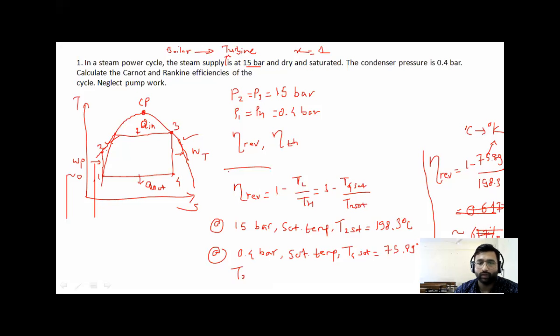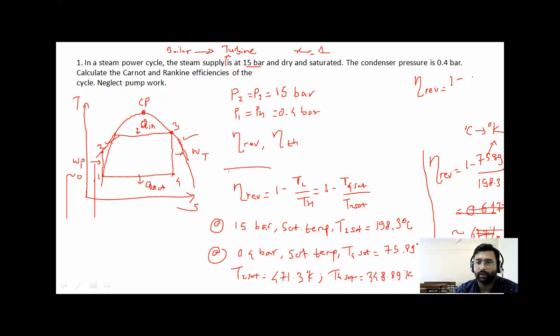So T2 saturation will be equal to 198.3 plus 273, which is 471.3 degree Kelvin. And T4 saturation will be equal to 75.89 plus 273, which is 348.89 degree Kelvin. Now you calculate the thermal efficiency, or Carnot efficiency.